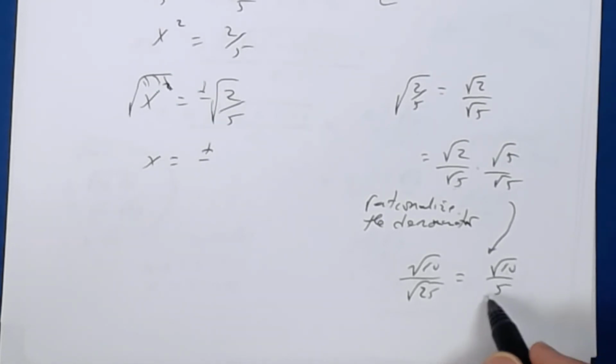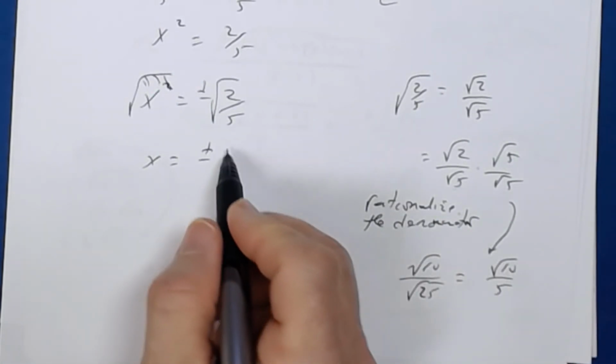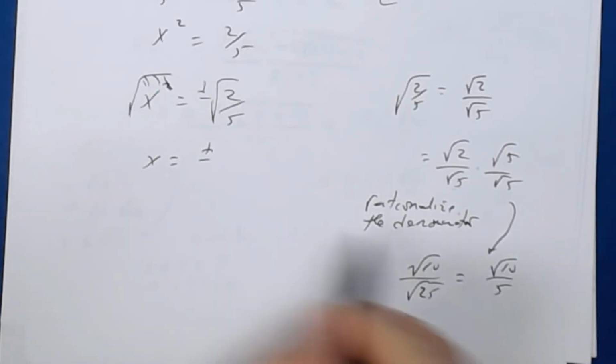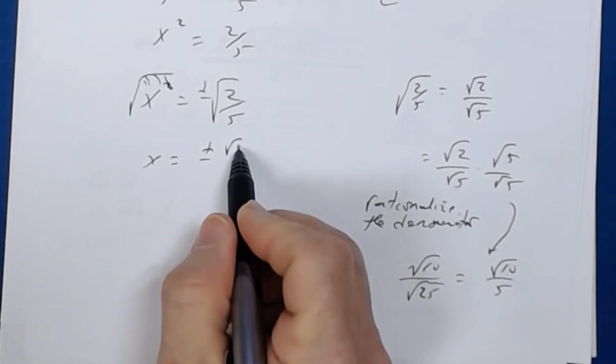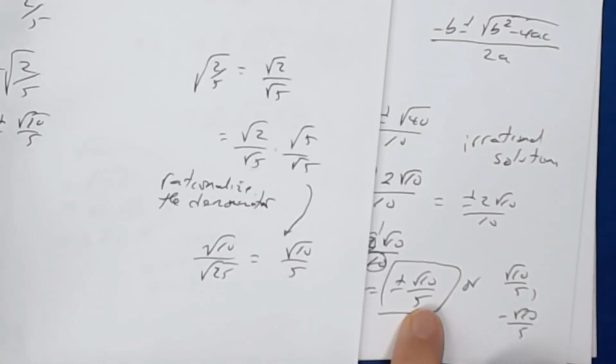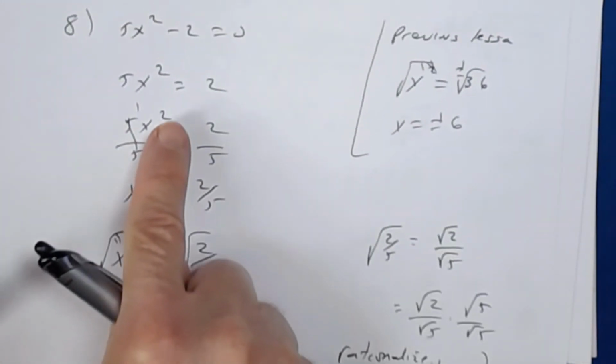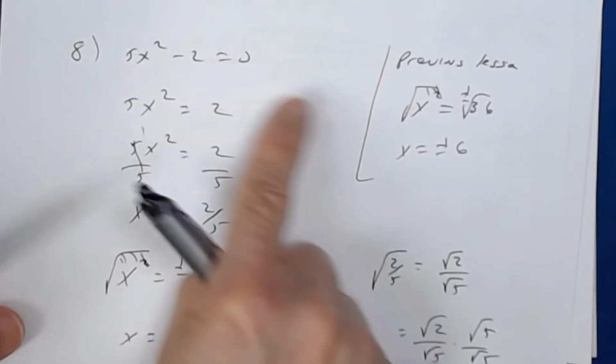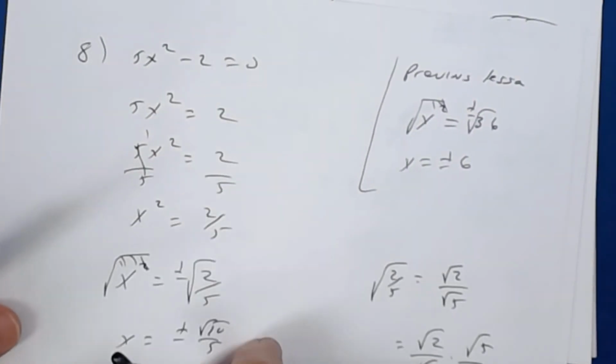So that becomes plus and minus the square root of 10 divided by 5. And that is our solution from before: plus and minus square root of 10 over 5. That's what we got here. So you could have used the square root property with this.